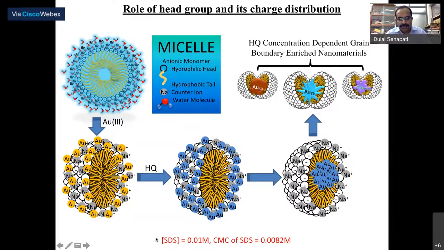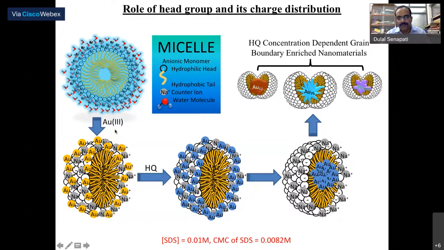Below, where I wrote, suppose in this synthesis we use SDS at 0.01 molar, but the CMC of SDS is 0.0082 molar. That means we are using a concentration larger than the CMC, the critical micellar concentration. Above the CMC value, they will make a micelle. Since we are making it in water solution, the head group will be projected outside towards the water, and the long chain will be directed to the core. That's the micelle.